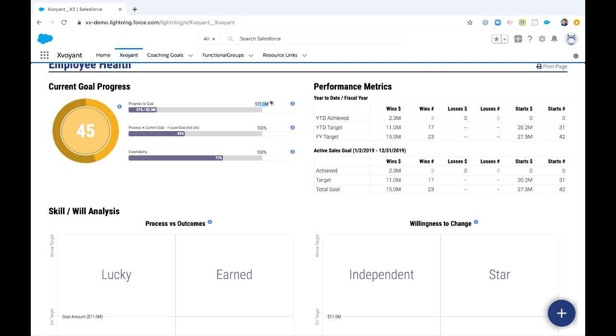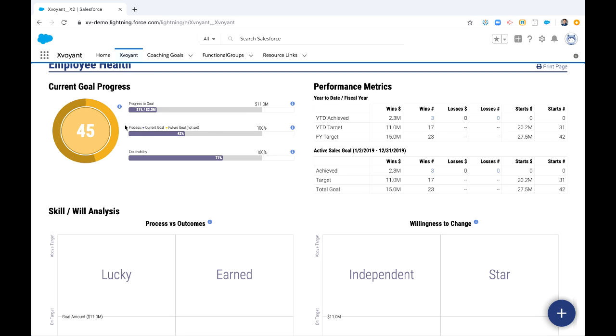This is where you should be at today, and it's going to show you everything that we're pulling from Salesforce, saying this is where you're actually at. So this person should be at 11 million today, but they're actually at 2.3 million. So they're only 21% of the way to where they should be at today.